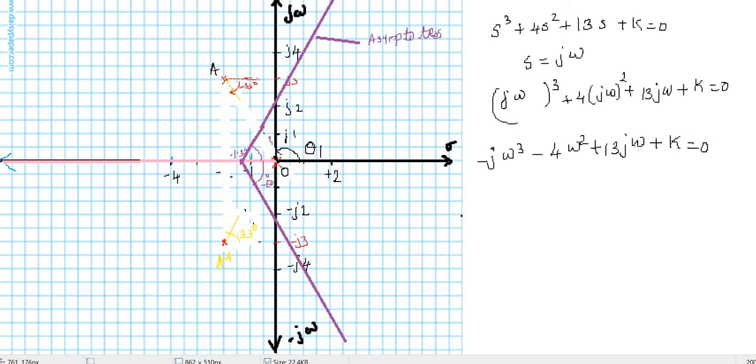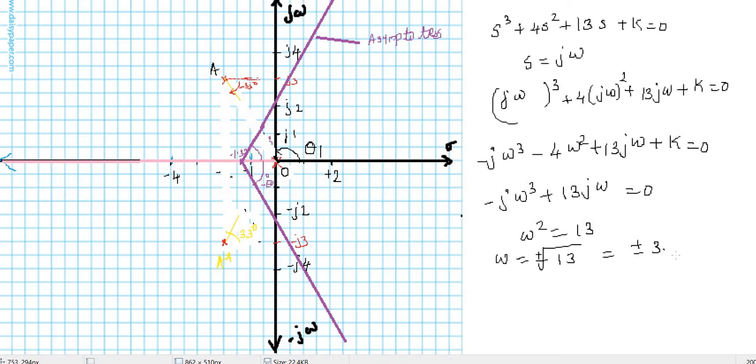On separating the imaginary part, we can write minus j omega cube plus 13 j omega equal to 0. So we will get the answer as omega square equal to 13 and omega equal to plus or minus root 13, that is plus or minus 3.6.